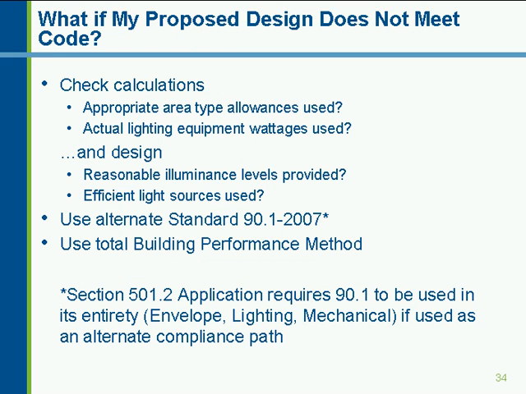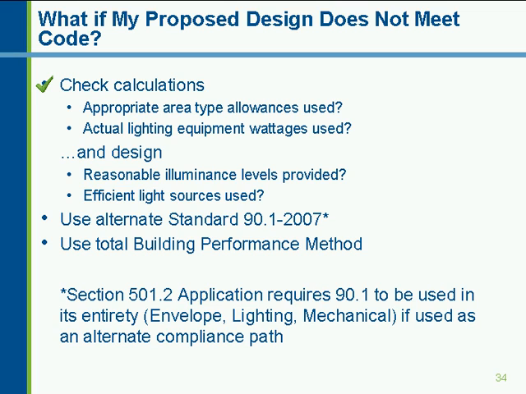So what if you get done with your calculation and your proposed design does not meet code? There are several things you can do. Certainly the first thing you should do is check your calculations. Did you pick the appropriate building area types? You want to make sure you've got the right numbers for your allowance.